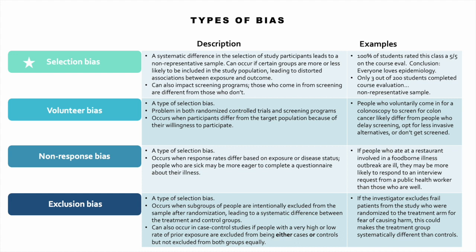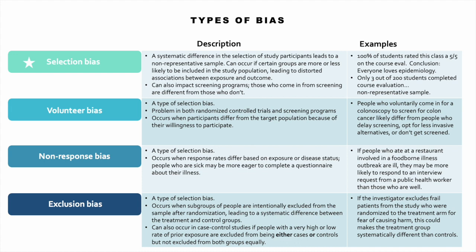exposure and outcome. Selection bias is often thought of as a problem for randomized controlled trials, but it also can impact screening programs because people who come in for screening voluntarily are often different from the people who don't. As an example, if 100% of students rated the course a 5 out of 5 on the evaluation, we might conclude that everyone loves epidemiology.